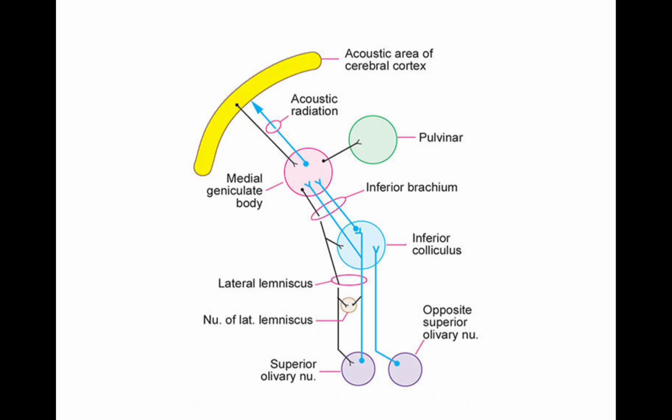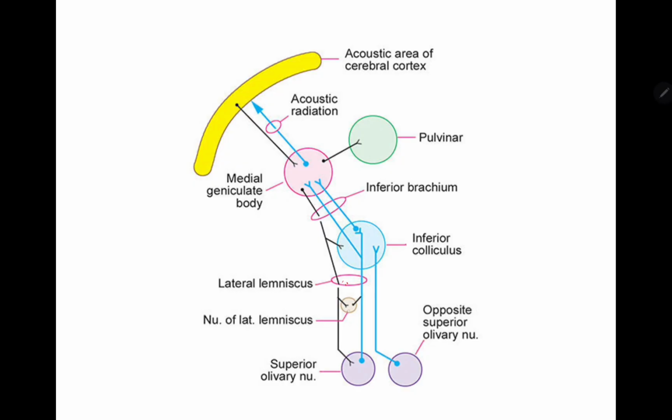Next is the auditory pathway to the brain. The diagram shows how sounds travel from your ears to the brain. Now the superior olivary nucleus is the first stop in the brainstem. It gets information from both ears and helps you figure out where the sound is coming from. Then comes the lateral lemniscus, which is the main highway. This one. This is the main highway that carries sound signals upwards.